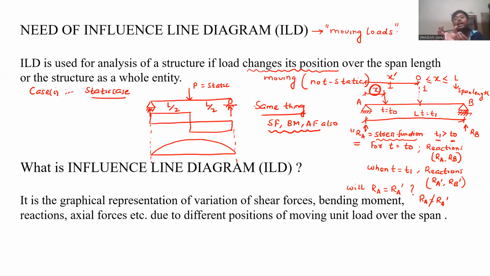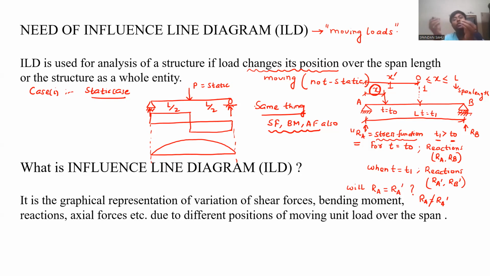Like here I have taken x. So from the left support I am taking that at x distance, at t equal to t naught, my load P, that is unit load, is placed at x distance from the left support, but it is varying. If this x is fixed, your bending moment and shear force diagram are fixed. But if this x is varying, this bending moment, shear force, axial force, reactions, everything will vary. And everything is related to each other, as we know from previous weeks.